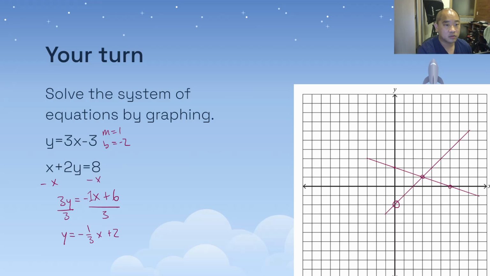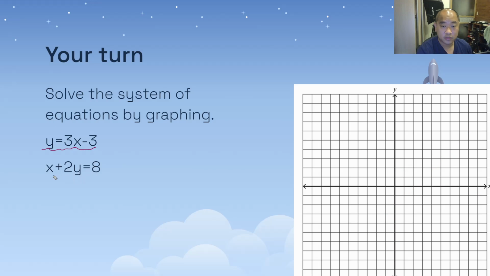Your turn. Here again, we have 1 in slope-intercept form, 1 not. So we need to subtract x on both sides. 2y equals -x plus 8. Divide by 2 on both sides. And y equals, and here again, we're going to distribute this division, right? Just like we can distribute multiplication, we can distribute division. So -x divided by 2 equals -1/2 x plus 8 divided by 2 is 4.